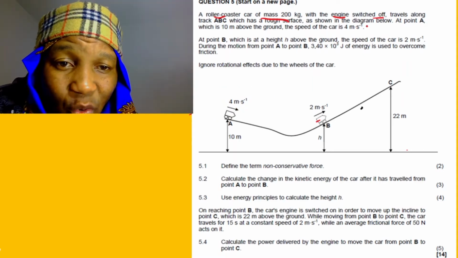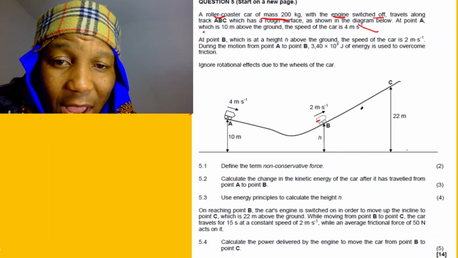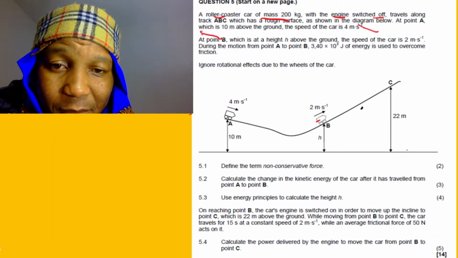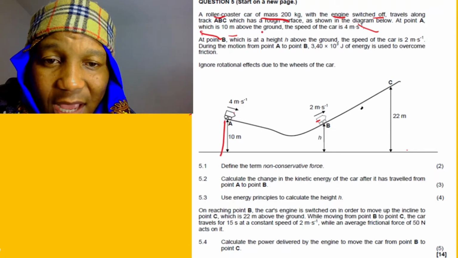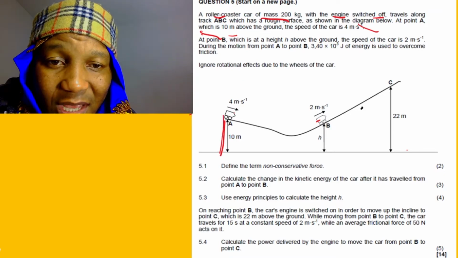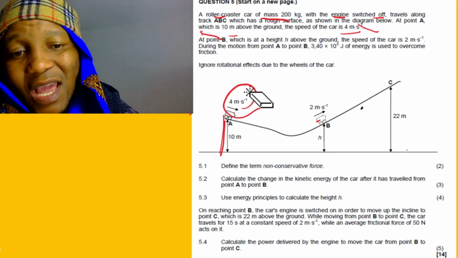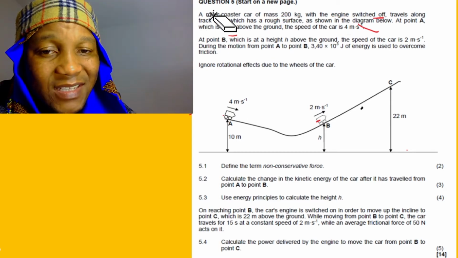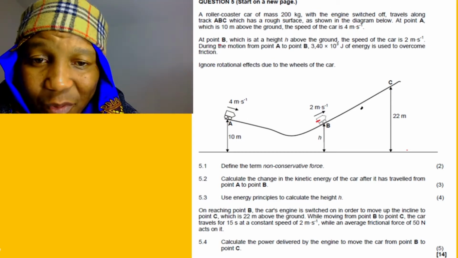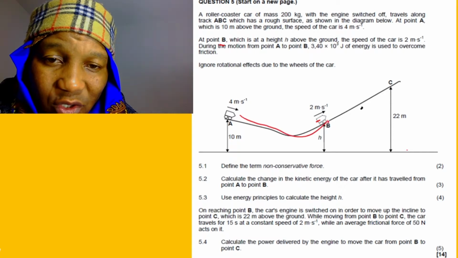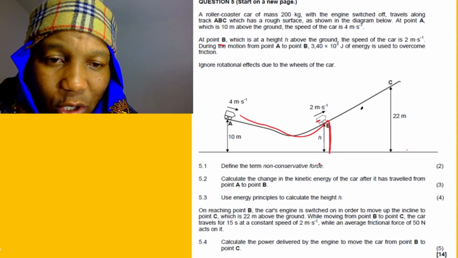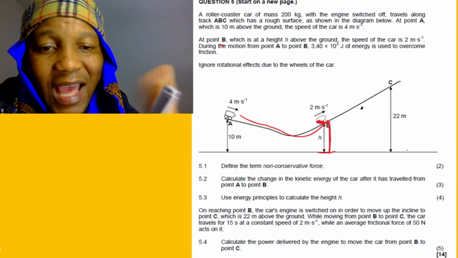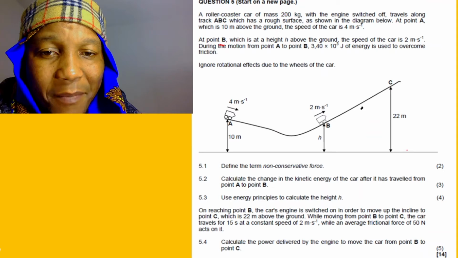As shown in the diagram below, at point A, the car is 10 meters above the ground. The speed of the car is 4 meters per second, just like the diagram shows. Everything they show in the diagram is what they say. At point B, the car went all the way to B and the speed increased, but here we don't know the height from the ground. But they mention something here.